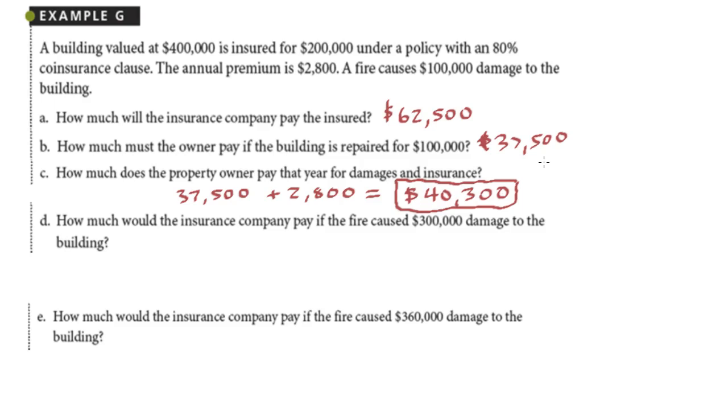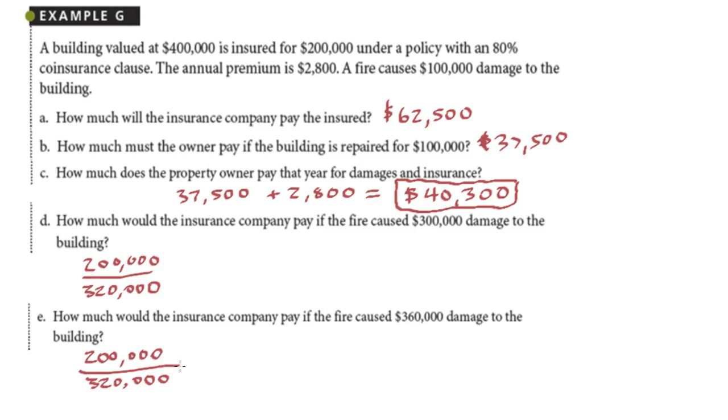So let's look at part D. Part D is how much would the insurance company pay if the fire caused $300,000 of damage. So we need to go back to step 2 and use the result we had previously for step 1. I'm referring to the previous slides. So we had 200,000 divided by 320,000, and we're going to be using that here too. To see how we got that, again, watch the previous video.